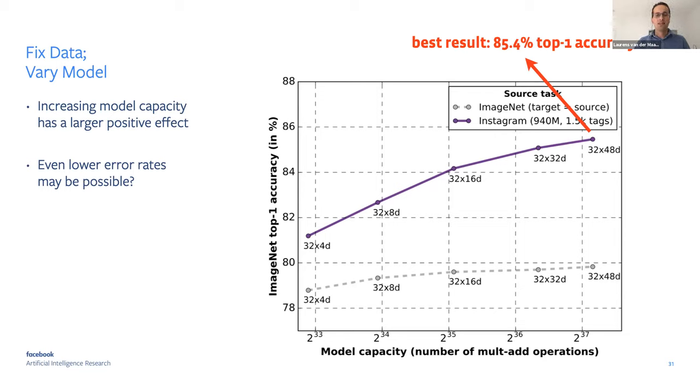The best result that we got here was 85.4%. For a long time, this was the state of the art on ImageNet. I think there are some studies that report slightly better results since, but this is about the best you can do. And these models are actually available in the PyTorch hub. So you can go on the PyTorch hub, download these models, and use them for your own research. They're definitely still the best publicly available models out there for a task like ImageNet.